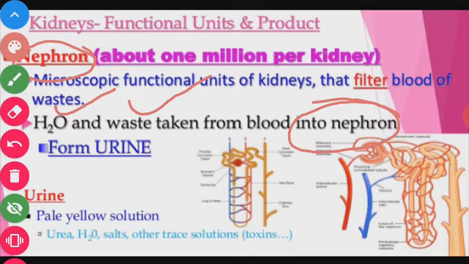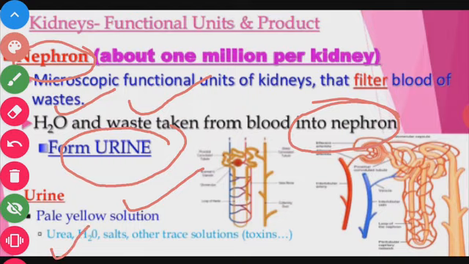The waste substances filtered by the nephrons form the urine. This urine is a pale yellow solution. It contains urea, water, salts and other trace substances, or we can say other toxic substances that are present.